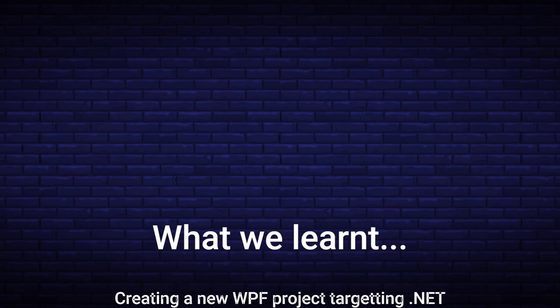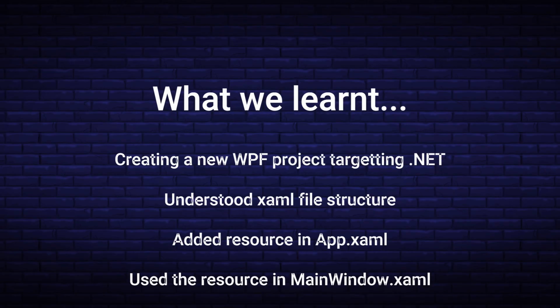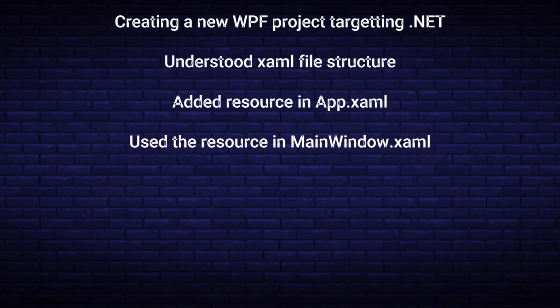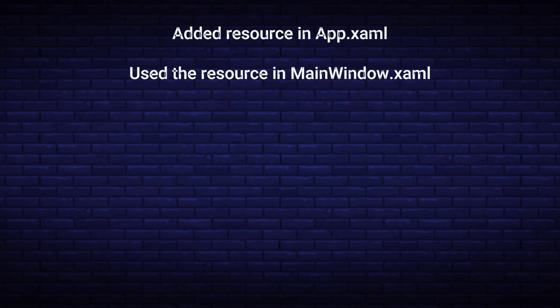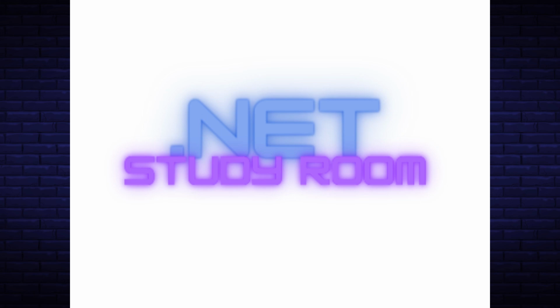What we learned so far: we created a new project, browsed various files and project. We focused on XAML files for better understanding. We added a resource in App.xaml and used that resource in MainWindow.xaml. This is just the beginning. We're going to explore everything in more depth. Stay tuned. I'll see you in the next video.